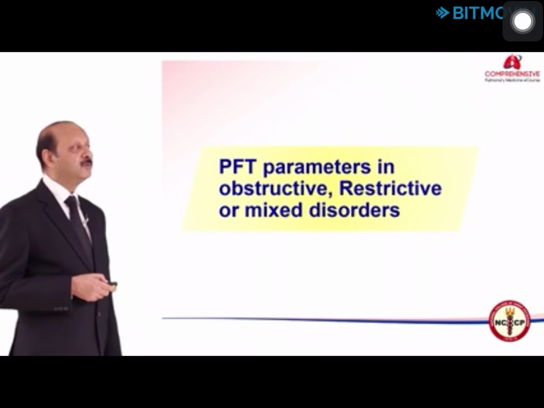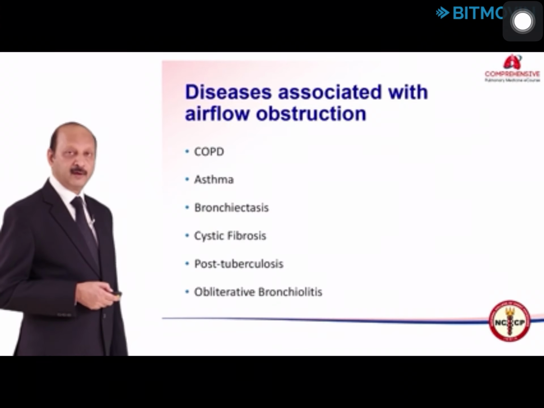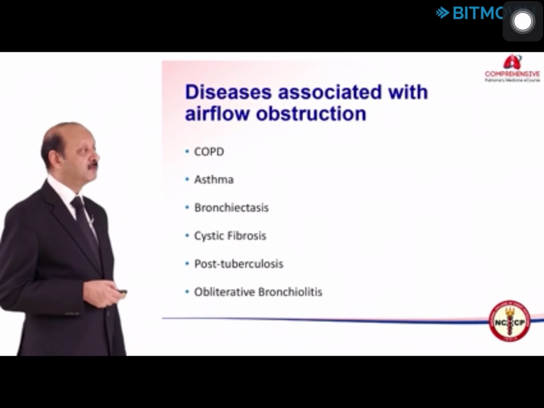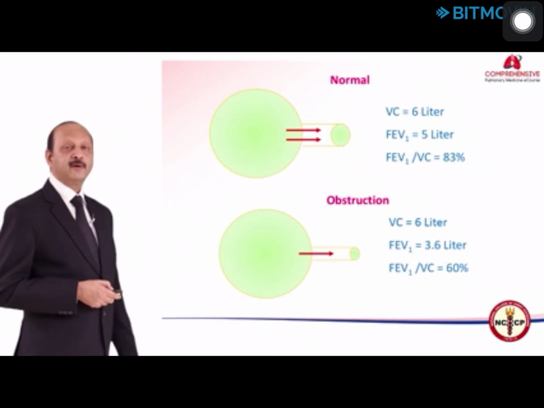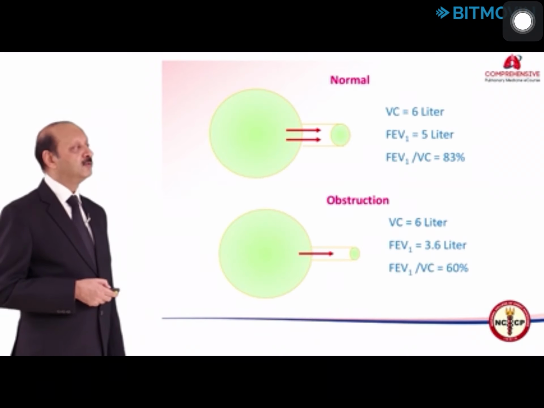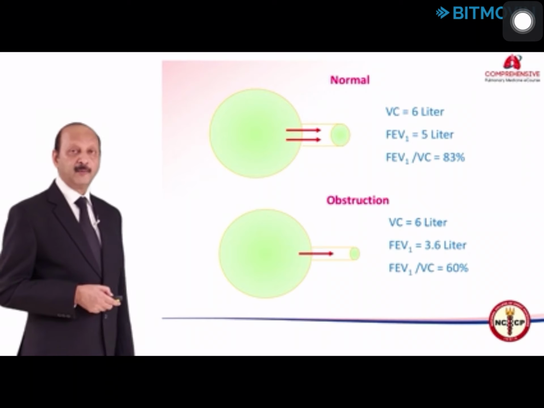Now, let us see what happens to the PFT parameters in obstructive, restrictive or mixed disorders. The common airway obstructive disorders are COPD, asthma, bronchiectasis, cystic fibrosis, etc. So let us compare the lungs with balloons. The upper one is a normal balloon with a vital capacity of 6 liters, FEV1 of 5 liters and a ratio of 83%. What happens in obstruction?